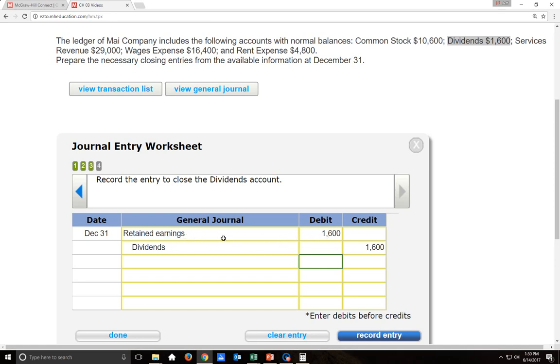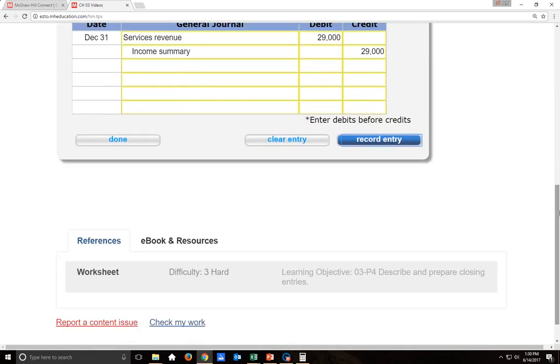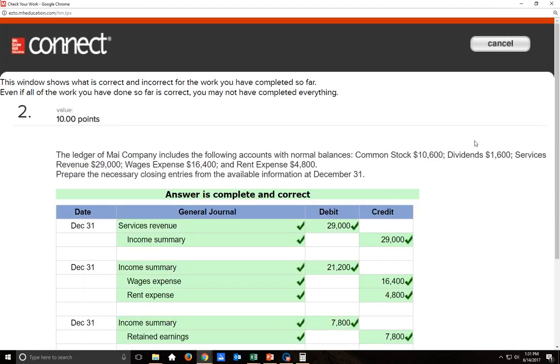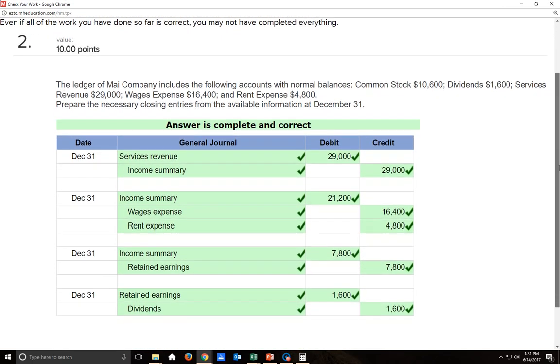Do you recall what the normal ending balance was for retained earnings? Well, hopefully you recall it has a normal credit balance. So what's the effect that dividends have on retained earnings? Well, if we debit to close out dividends, it must be lowering retained earnings. And that's the exact process. So let's record this entry. And then let's check our work. And we received perfect scores on all of these, so congratulations. Hopefully you followed along, and let's just do a quick review.